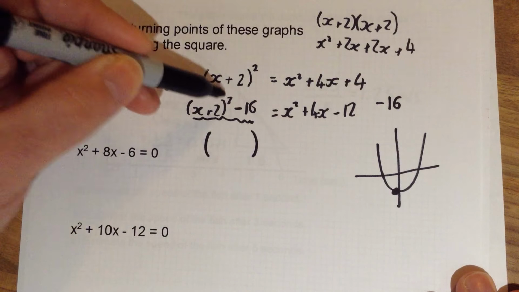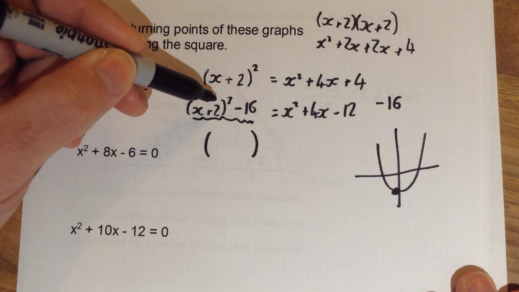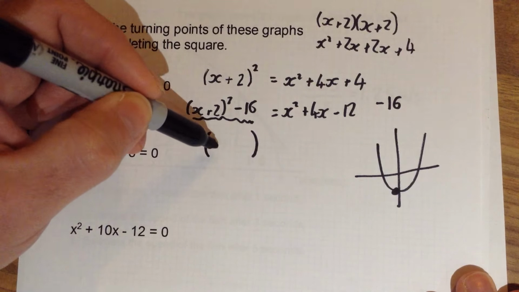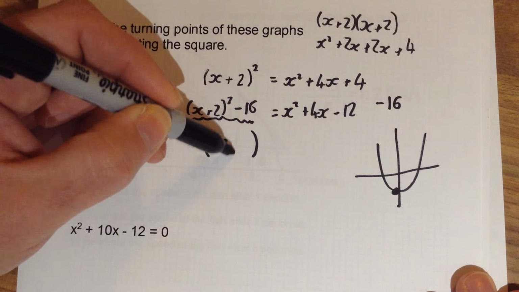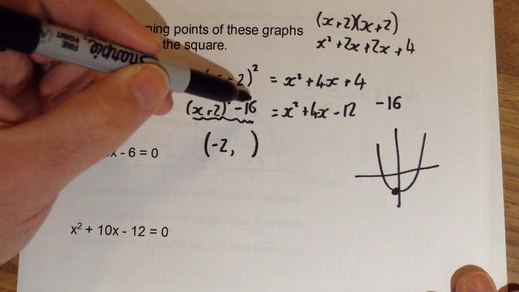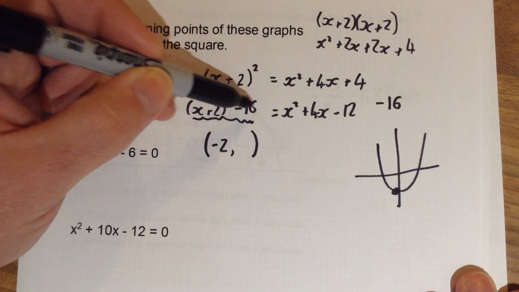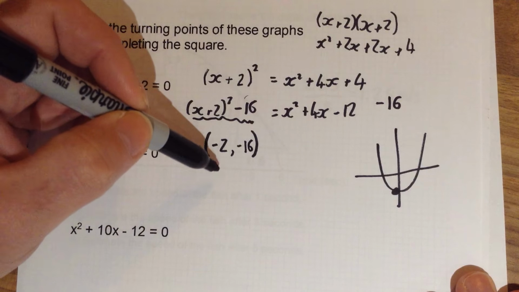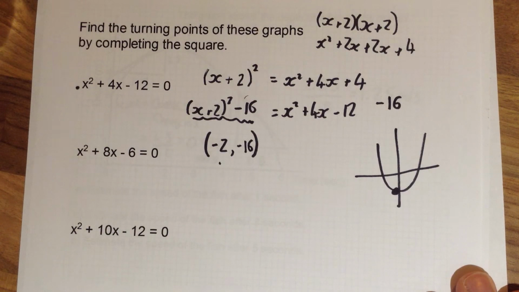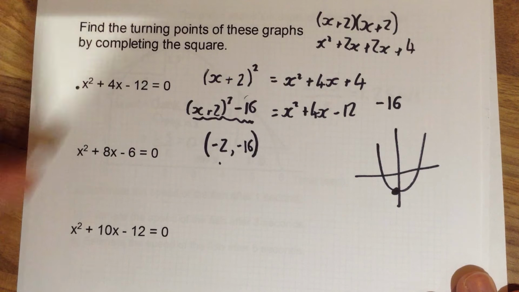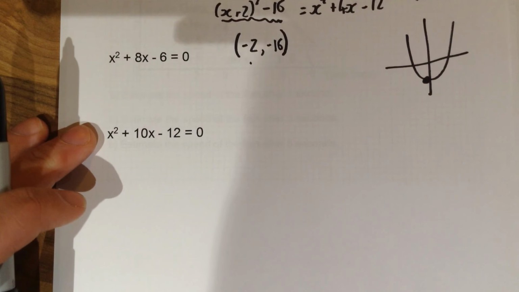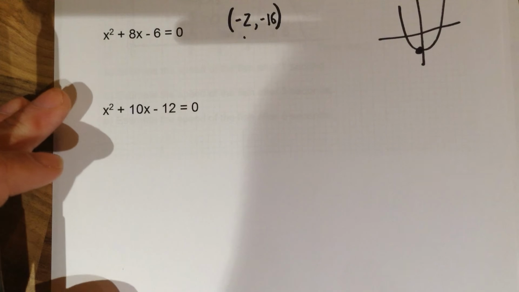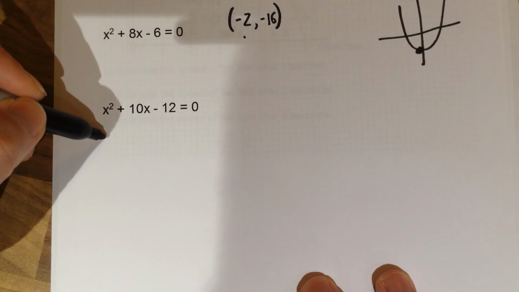What value of x would make this bracket equal 0? Well, for that to equal 0, x would have to be minus 2, so that's the x coordinate. And whatever this number is outside the bracket, that's the y coordinate of our turning point. So here, we've found the turning point. If I do the same with the one at the bottom, and I'll leave the middle one for you to have a practice at, same idea again.